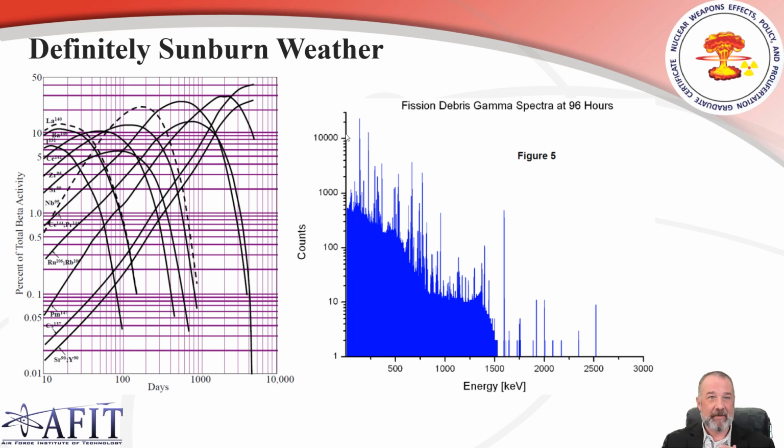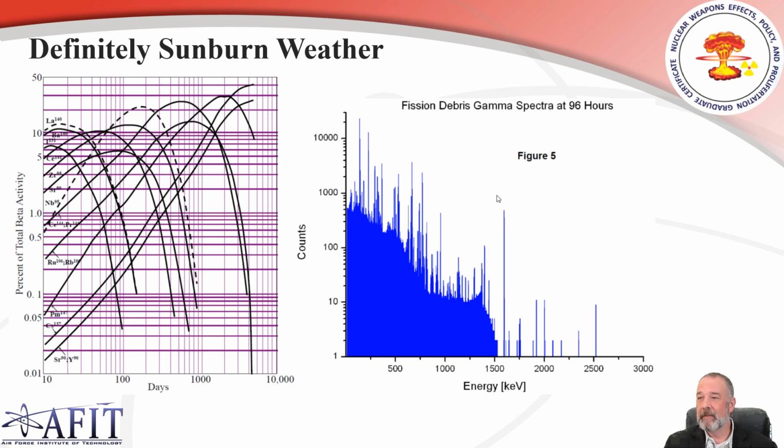Now, let's look at how things move with time. We have a gamma distribution on the right-hand side, or basically what kind of gamma emissions we are seeing about 96 hours or 4 days after detonation. And then we have this other one right here, which is looking at beta activity. In the very long term, it goes all the way out to 10,000 days. So let's look at the gamma.